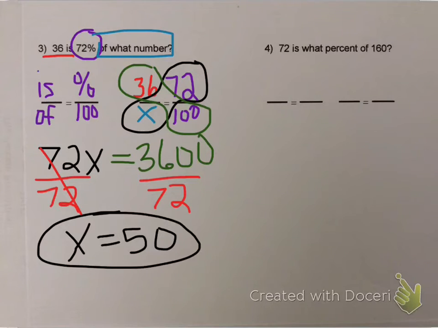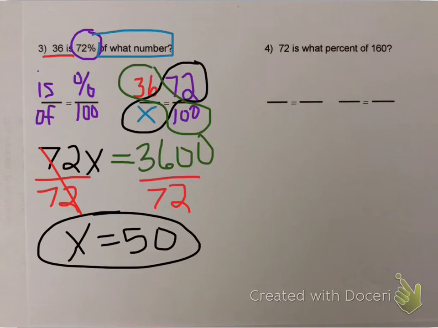Now always look at your answer again. I've said this to you before. Does that make sense? We had 36 as our is, that's our part. 50 is our whole, our of. 36 of 50, 72%. Looking at your numbers, you want to make sure it makes sense. Half of 50 would be 25. That would be 50%. It's more than 25. So yes, that always is helpful too.